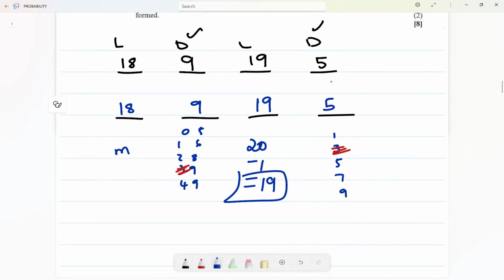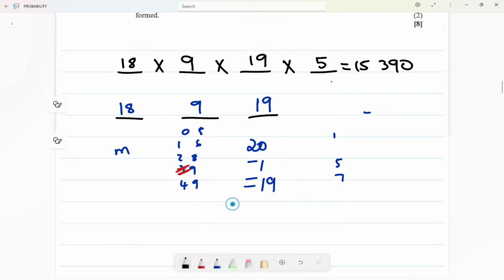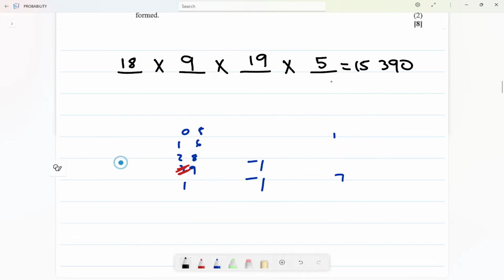And then let's see how much we get. 18 times 9 times 19 times 5. You get something like 15,390. So it's 15,390, guys. Remember, multiply. 15,390. Okay, let's move on to the next question, guys.